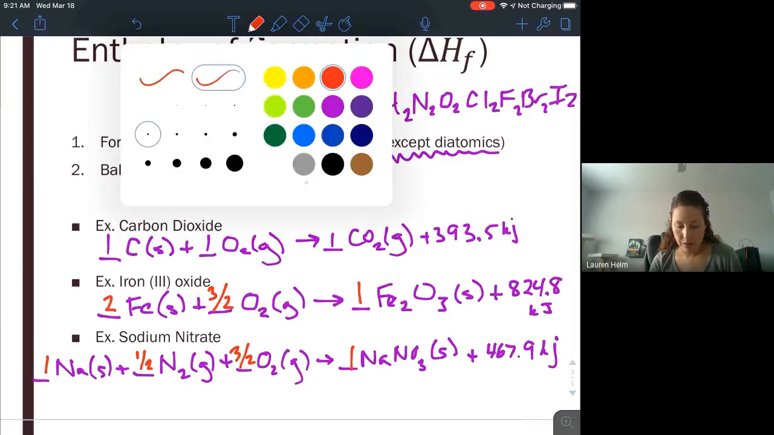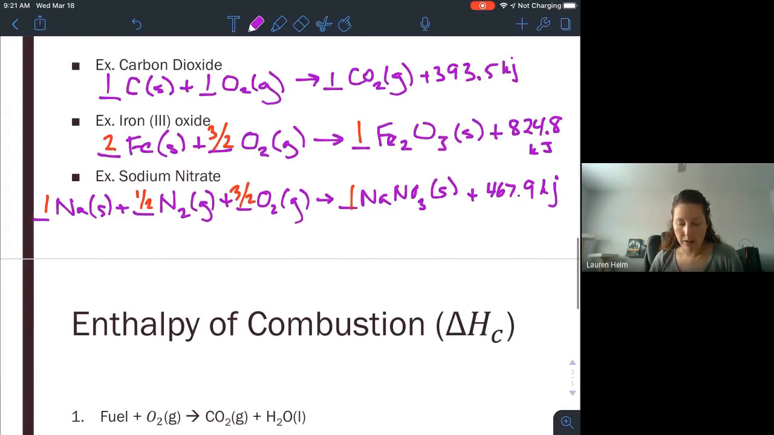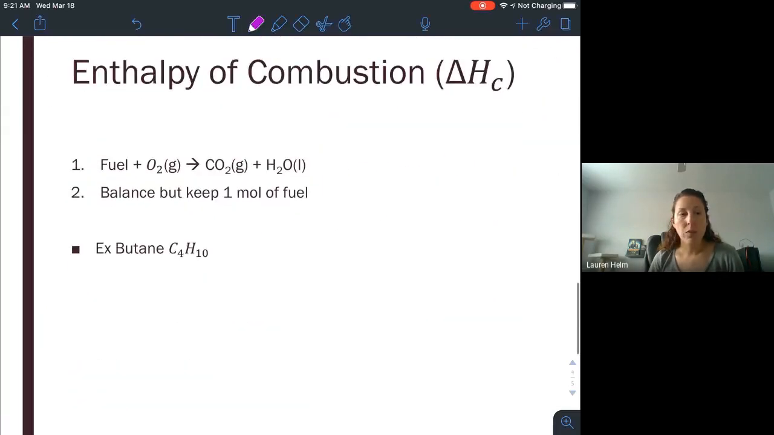All right. So that was formation, or forming a compound from its parts. Now we're going to look at the enthalpies of combustion, or in other words, burning some fuel in oxygen gas to form the products carbon dioxide and water. So those are going to be constants. Our rule that we have again is we must have 1 mole, this time not of our forming compound, but of our fuel from combustion.